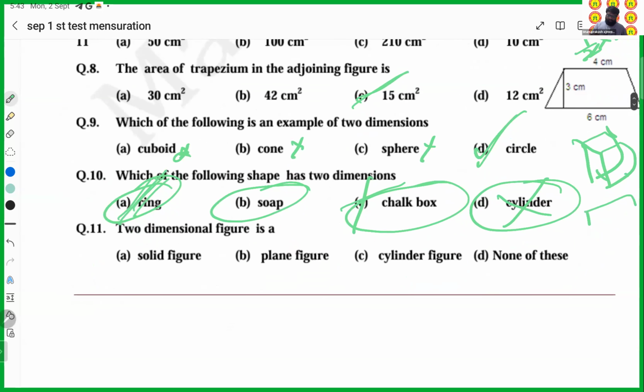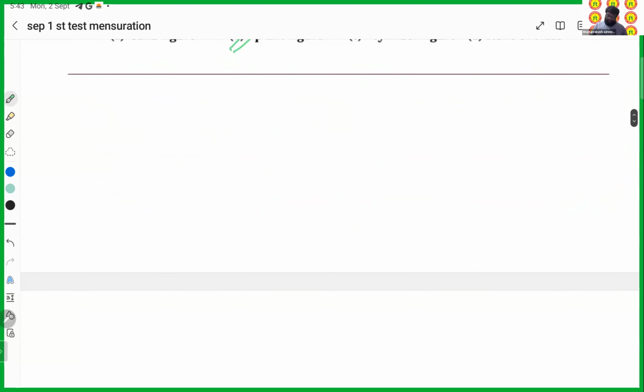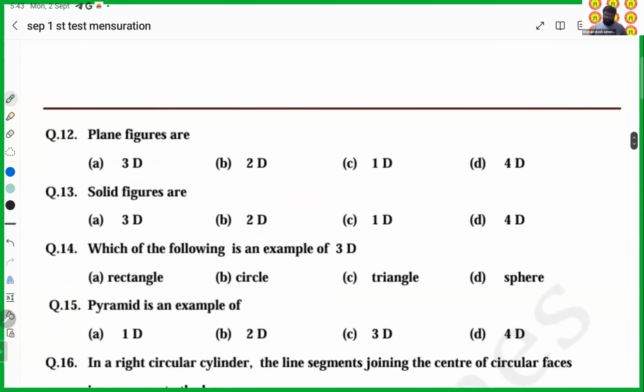Next, a 2-dimensional figure is a what? Plane figure. Next, plane figures are 3D or 2D? 2D, sir.